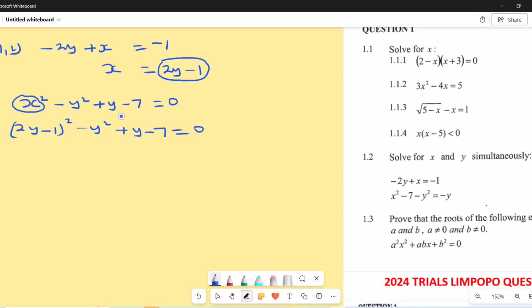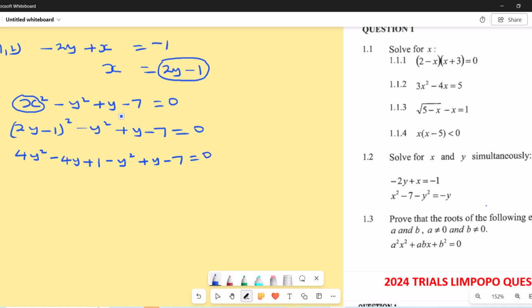Now in this case, I'm going to open brackets here. I'm going to get 4y squared minus 2ab, that means 2 times 2y times 1, which makes it minus 4y, then plus b squared, which is going to be plus 1 squared, which is plus 1, and then minus y squared, plus y, minus 7 equals 0.